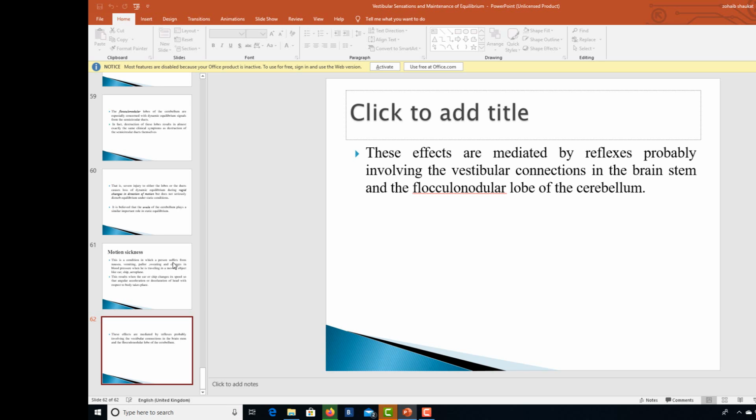So this is all about the vestibular apparatus, about the mechanism of equilibrium, what this membranous labyrinth is composed of, what the functions of the different components are, what the organ of otolith is, and what this motion sickness condition is. So this is all about this system, and we are done with the system of central nervous system now.